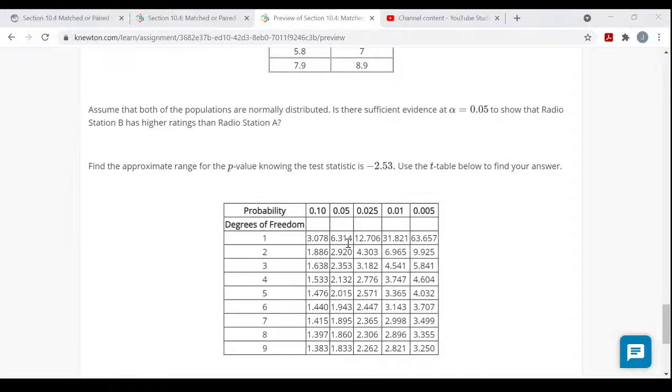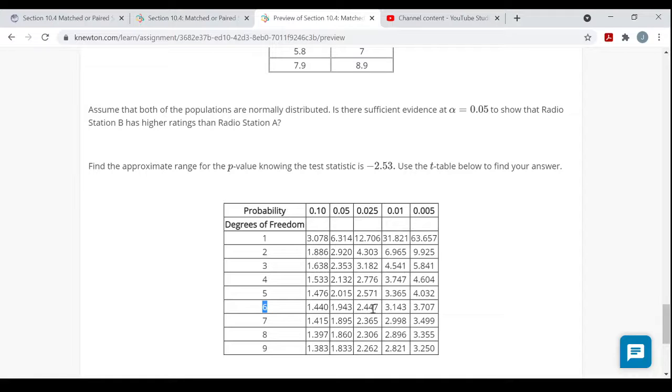But if you look at the table, remember our test statistic was negative 2.53. Now the table here only involves positive values. So let's take a look at what positive 2.53 does for us. And we have 6 degrees of freedom. So I'm looking at this row here with 6 degrees of freedom. Now where does 2.53 lie? Between here and here. Right, between 2.447 and 3.143.